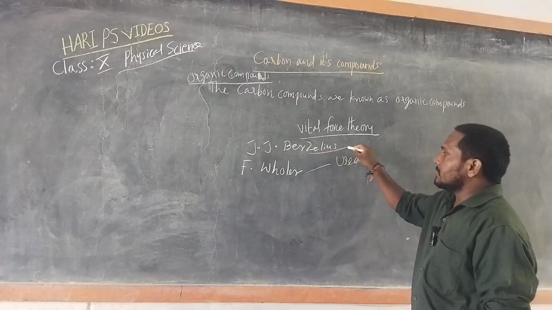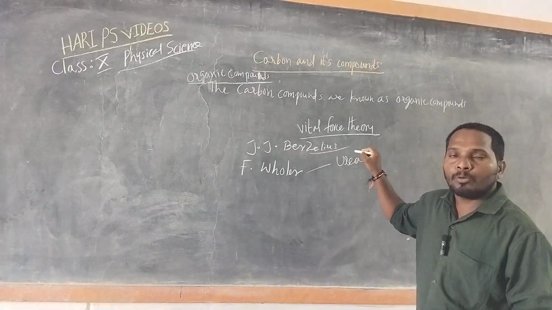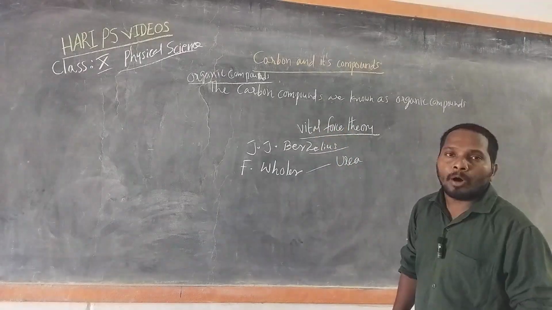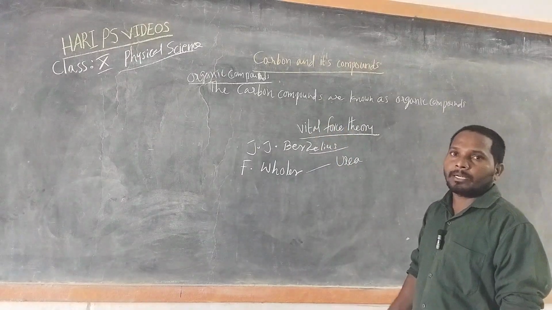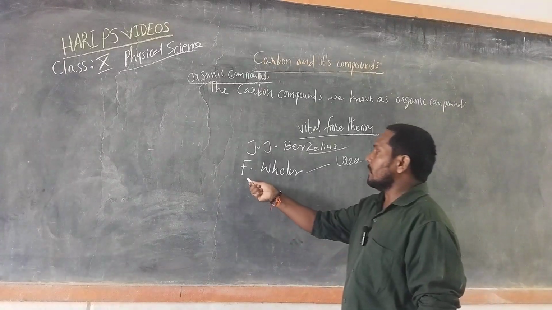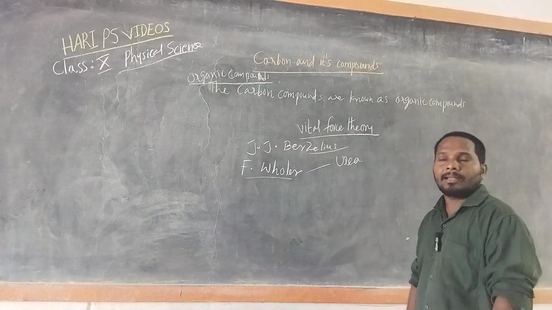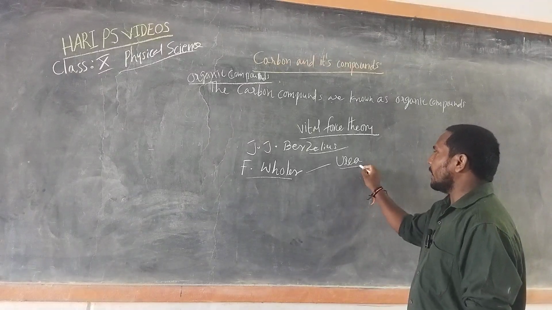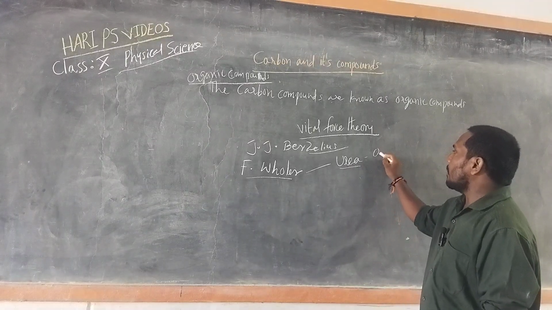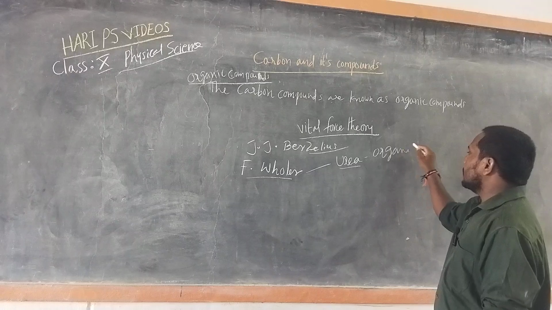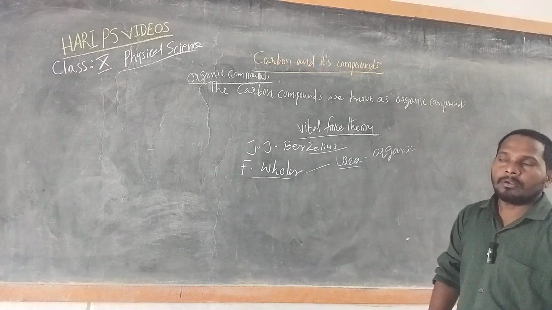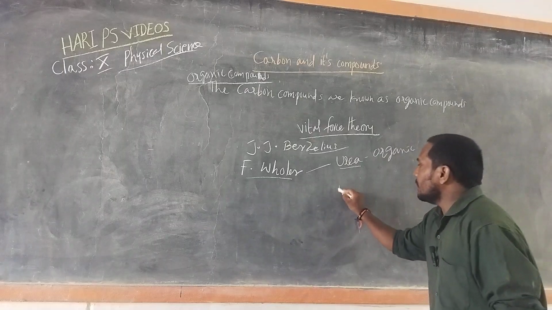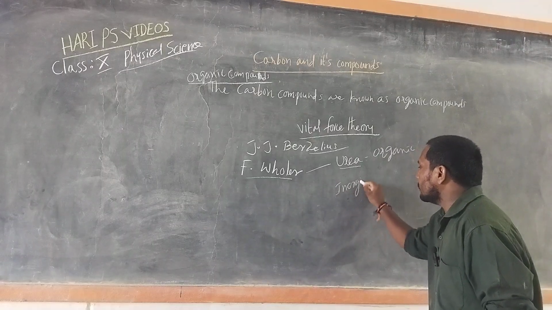According to J.J. Berzelius, organic compounds are obtained only from the living body, either plant or animal. But surprisingly, F. Wöhler, a great scientist, produced urea, an organic compound. Urea is an organic compound prepared in the laboratory from an inorganic compound.